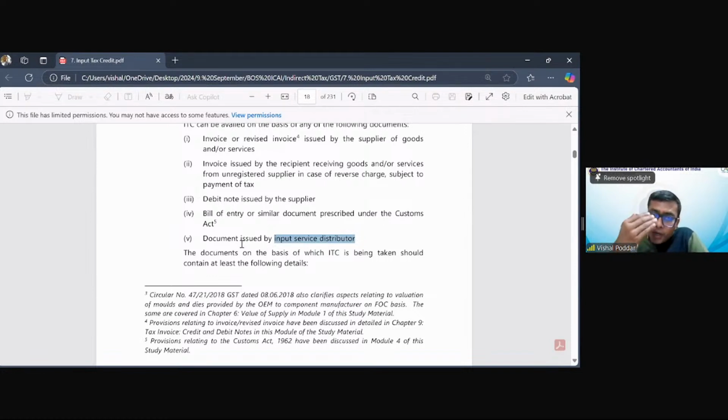Now, when you have to take the share of this common ITC, how do you get this share? I am distributing it to every one of you by using some document, which is actually again an invoice prepared by me. So I prepare an invoice, and using this invoice, I transfer, I divide, I distribute this common ITC. That is the document they are talking about. Is this clear to all?